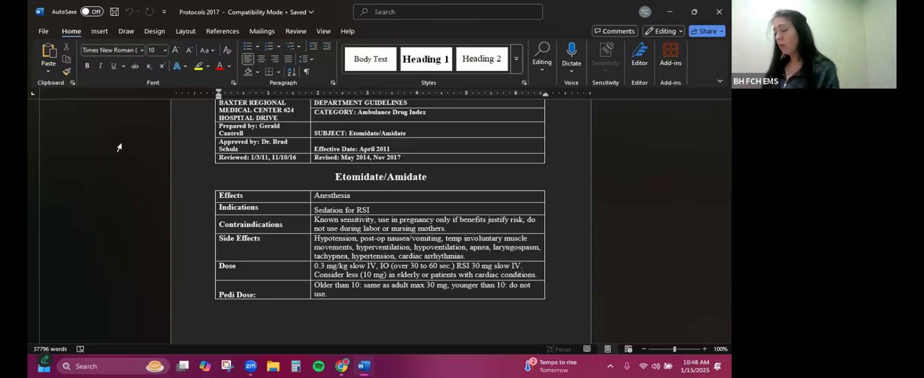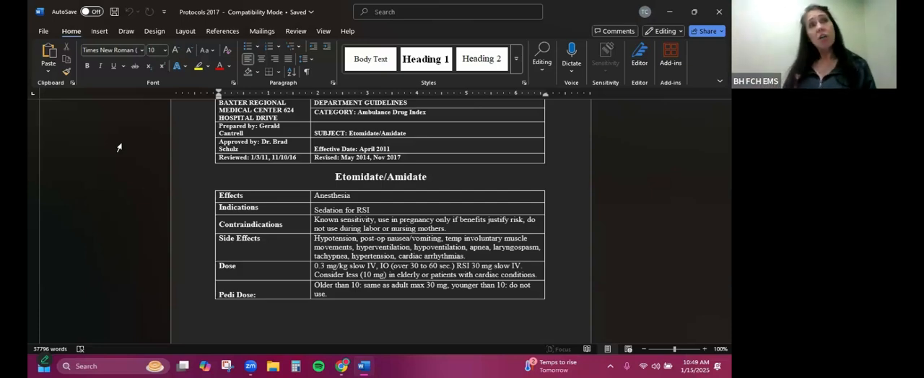So etomidate is one I'm not familiar with, and we will be carrying it on our trucks for people that have been certified in RSI. From what I understand, they have to go through a class at Baxter to get that, but that is going to be one of the new drugs we'll carry under their protocols.